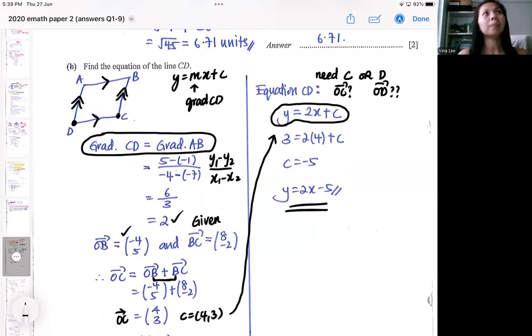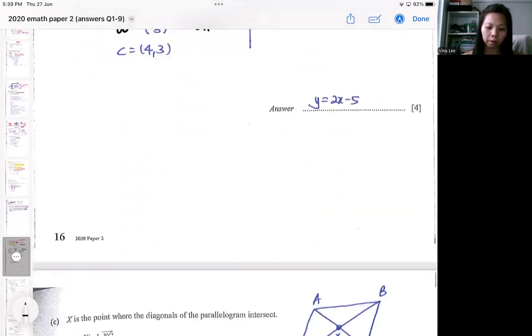So it's something that is very standard. Whenever we want to find the equation of a straight line, it's always mx plus c. We get the gradient first, and after that, we try to find a point. In this case, the gradient is quite straightforward, but the coordinate is a bit tricky because you need your position vectors. So that's how I got the coordinate, through the position vectors, and get the equation.